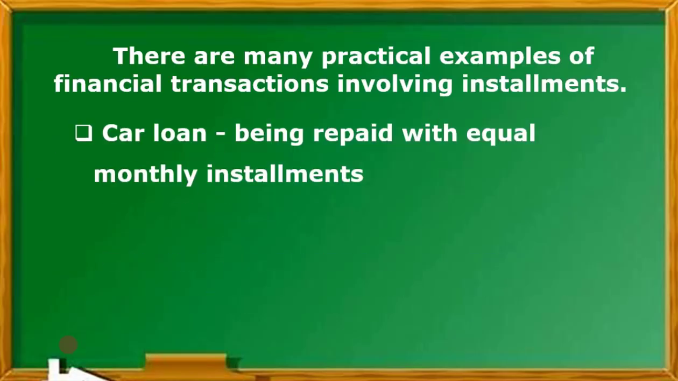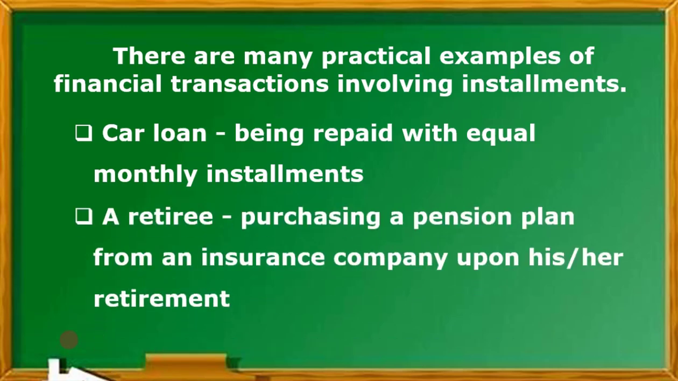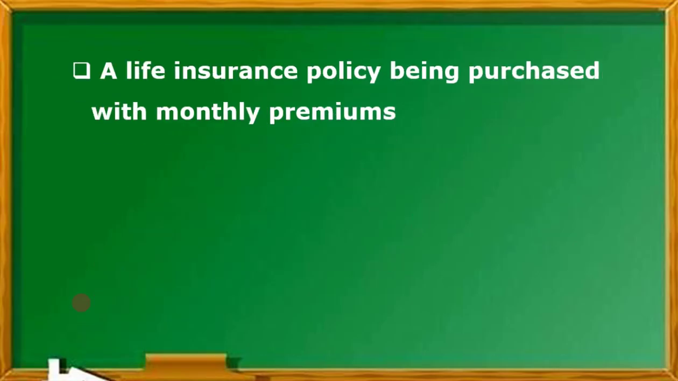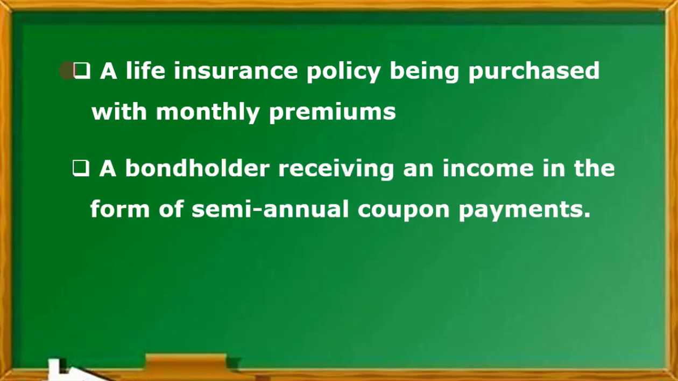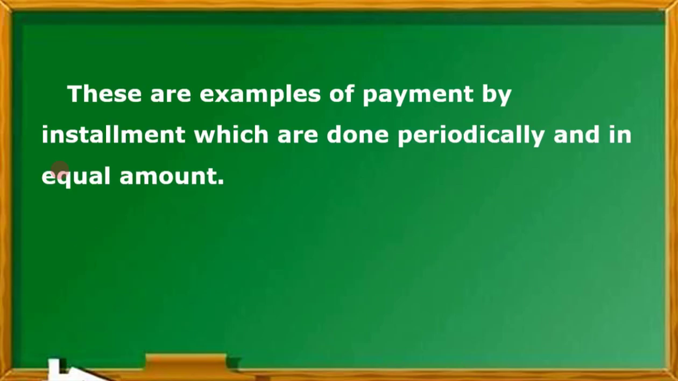There are many practical examples of financial transactions involving installments. These are a car loan being repaid with equal monthly installments, a retiree purchasing a pension plan from an insurance company upon his or her retirement, a life insurance policy being purchased with monthly premiums, and a bondholder receiving an income in the form of semi-annual coupon payments.